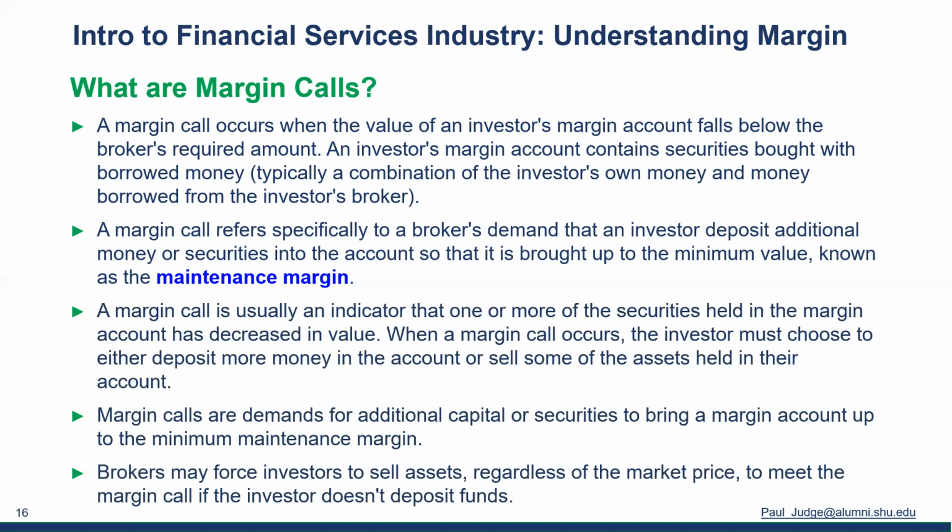Brokers may force investors to sell assets regardless of the market price. So in other words, let's say you've got a stock that's in the margin account and something crazy is happening in the market that day and the stock is taking a dip today, but it's going to bounce back tomorrow. It doesn't matter. If the price is down today, you get a margin call. You have to either add cash and ride this out until the stock comes back, or you have to start selling. And that's why it can become very risky for clients when you have volatile securities.